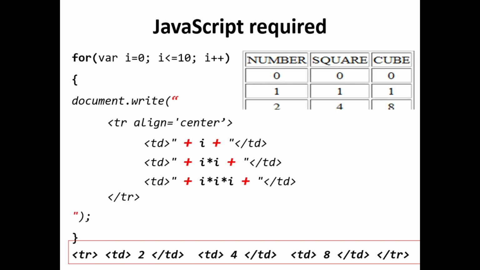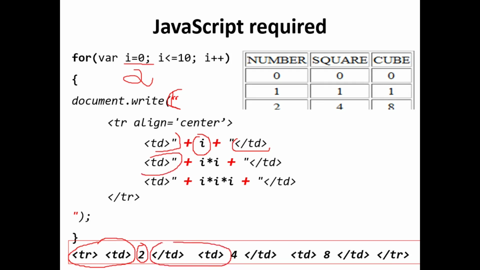Let us see what HTML code gets replaced in the HTML file when this JavaScript is executed. I will take i value as 2. When i value is 2, from this double quote till this double quote, I am displaying the tr and td tags. So tr and td tags initially get inserted in HTML. Then I have concatenated the i value. So i value is 2, and 2 is inserted in the HTML file after tr and td. Then again within double quotes I have written close td and open td again.